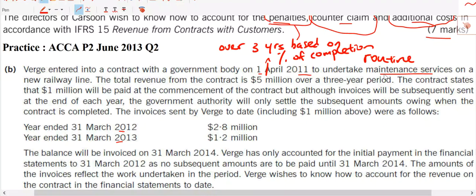The contract states that $1 million will be paid at the commencement of the contract. Although invoices will be subsequently sent at the end of each year, the government will only settle the subsequent amount owing, which is the balance of 4 million. Because at first the government paid 1 million first. Every year we send them invoices, but the government will only settle the balance 4 million when the contract is completed, which is end of year 3.